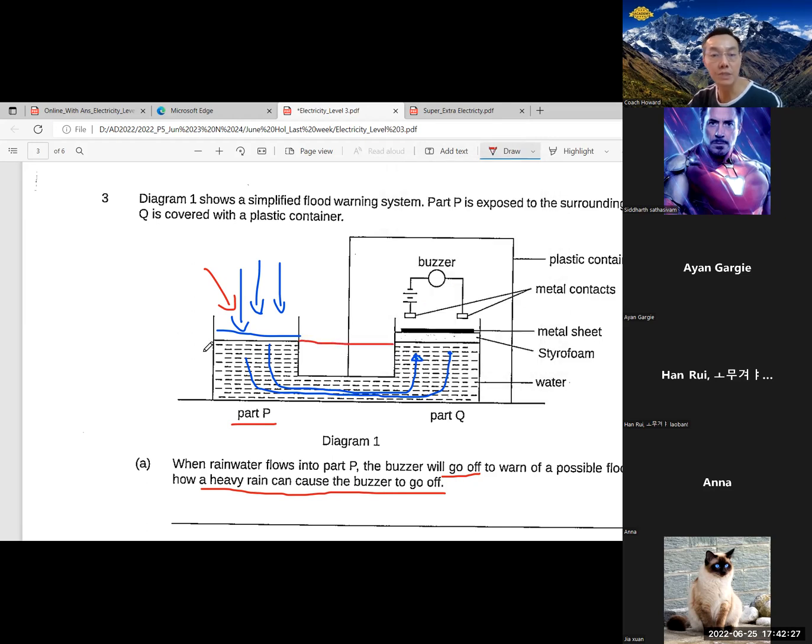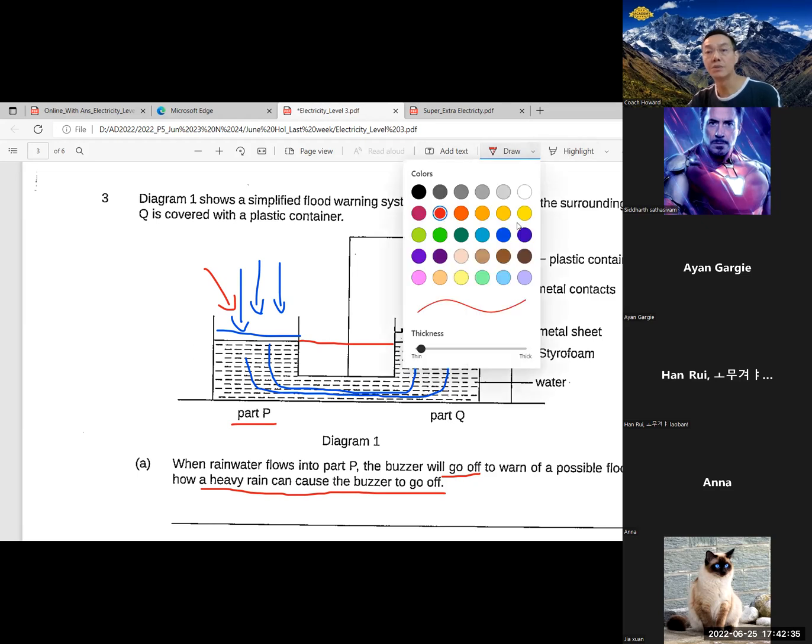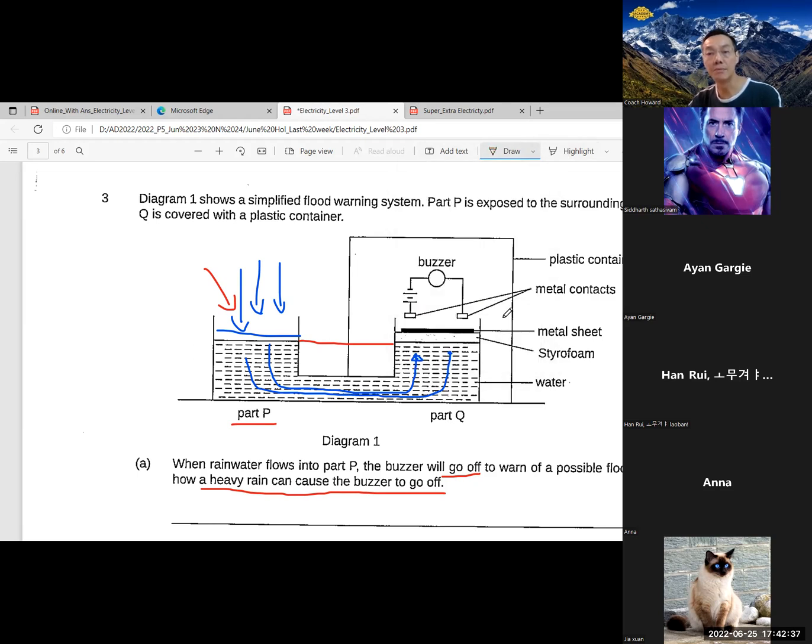If the water level continues to go up, notice this part, styrofoam. In fact, here is white color, so if you color it with gray color, maybe more visible. So there's a styrofoam here. The styrofoam is able to float on water. So as the water level increases, the styrofoam would move upwards.